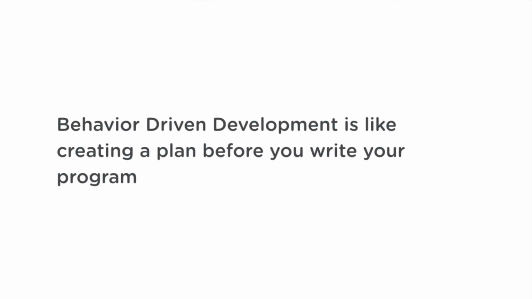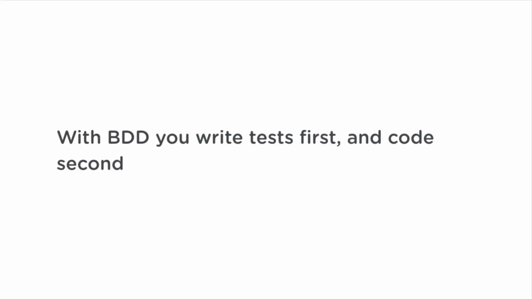So it helps to start your writing process with a brainstorm or an outline so that you can always have an idea where you're headed. Behavior-driven development is like creating a plan before you write your program. Instead of writing a bunch of code and then seeing if it works, like a lot of programmers do, with BDD you write tests first and code second.